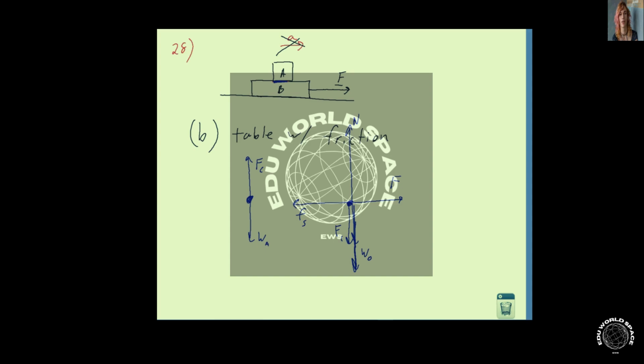So if we don't need to accelerate A, then that force of friction between the two blocks is zero. So we don't have that Newton's third law pair. This static friction is between the table and the block, not between the two blocks. So what's our third law pair here? Just those contact forces, and that's it.